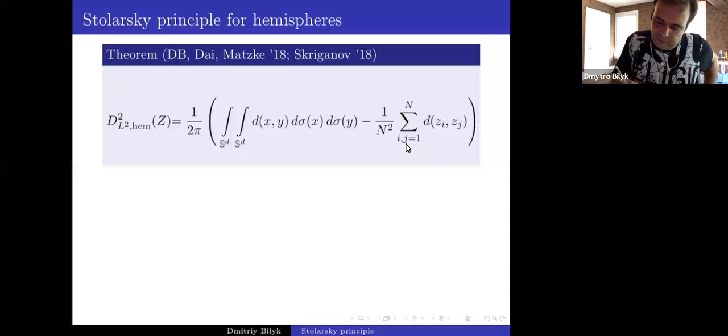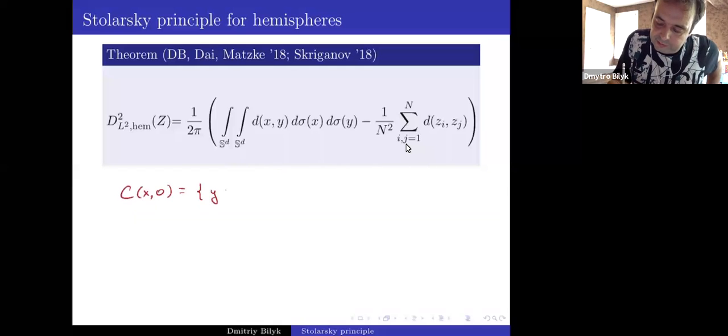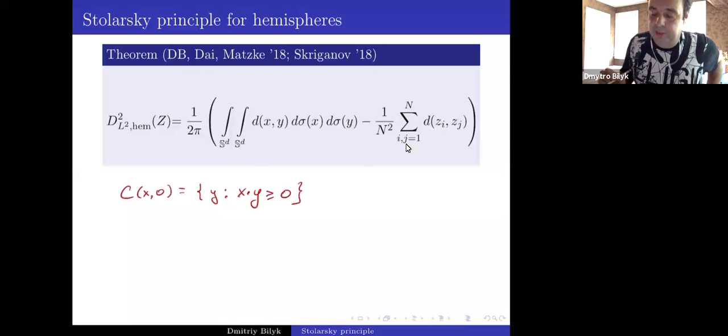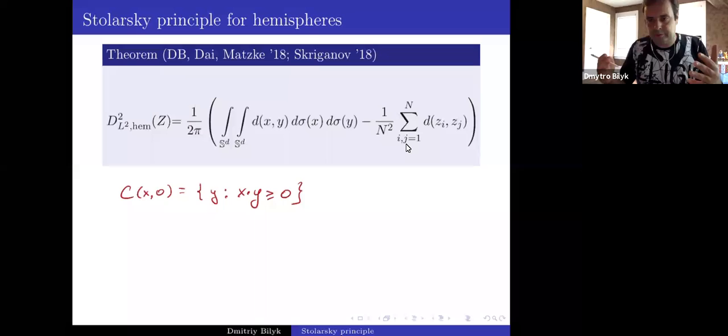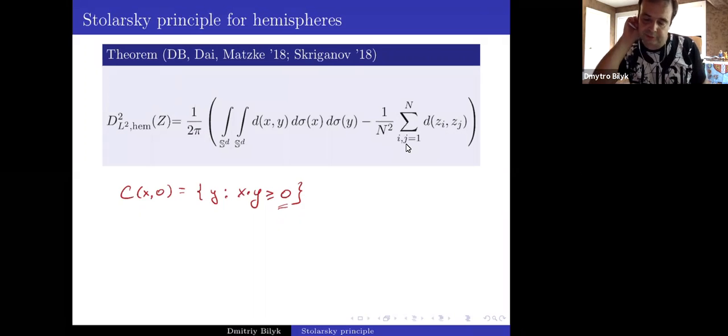That corresponds to all points. So C of x, 0, that's all points y such that x dot y is greater than or equal to 0. So you get a hemisphere in the direction of x. Okay? So now let's take the discrepancy only with those caps. Instead of integrating in t, I will just take t equal to 0 and take that discrepancy. So it turns out that in this case, it's very, very easy to write down the Stolarsky principle.